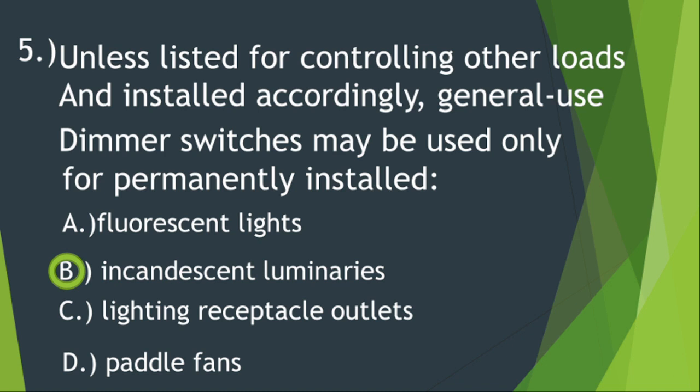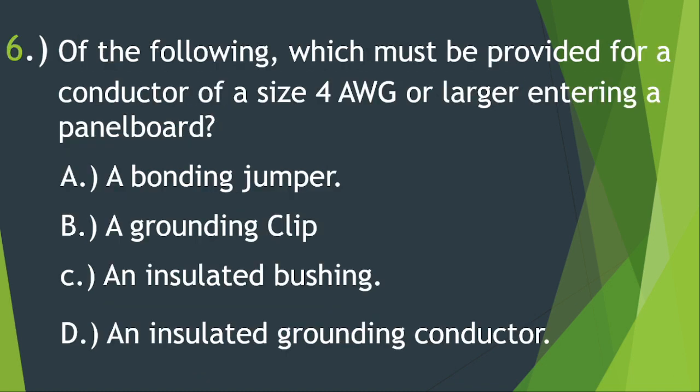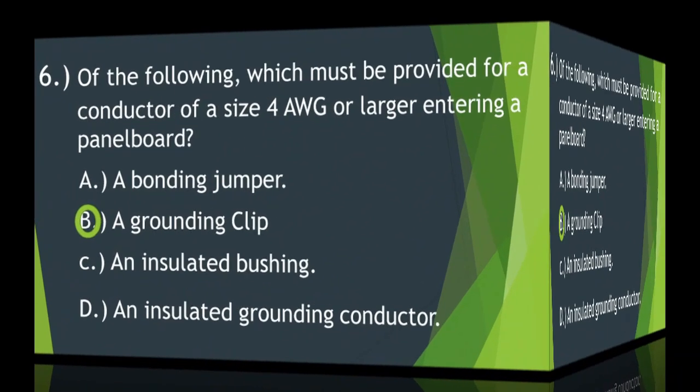Incandescent luminaires. Number 6. Of the following, which must be provided for a conductor of a size 4 AWG or larger entering a panel board? A. A bonding jumper. B. A grounding clip. C. An insulated bushing. D. An insulated grounding conductor. The answer is B. A grounding clip.